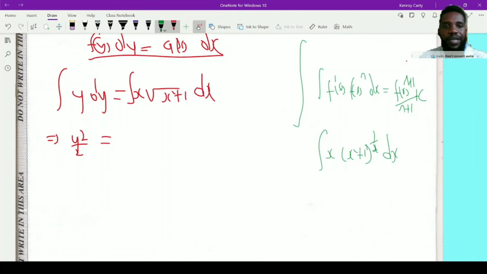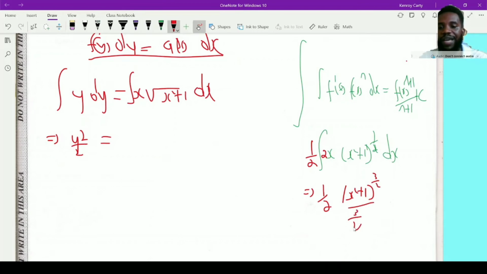Now that is good, because guess what? You can always put a constant here and put a half outside to balance it. So when you integrate all this, it becomes a half. You take the function with the power and you add 1 to the power. Alright, so it's going to become x squared plus 1 to the 3 over 2 over 3 over 2.